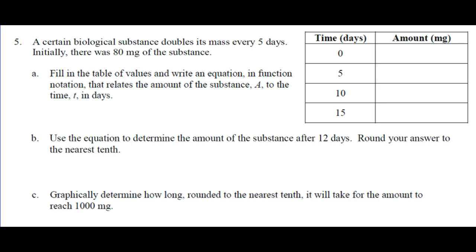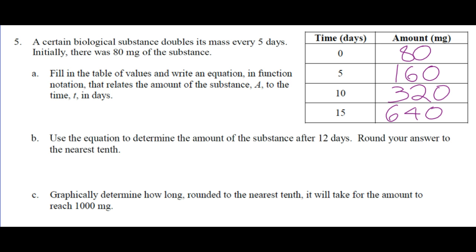A certain biological substance doubles its mass every 5 days. Initially, there was 80 milligrams of the substance. 80. Fill in the table. So in 5 days, how much will we have? 160. And in 10 days? 320. And in 15 days? 640. Fill in the table of values, check.